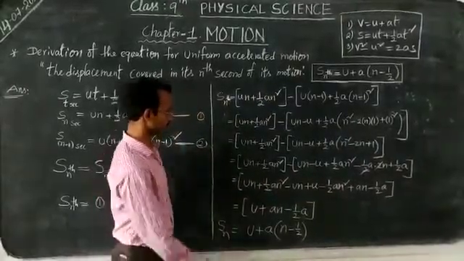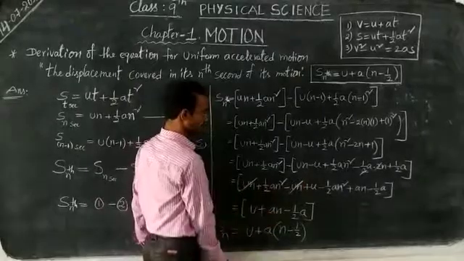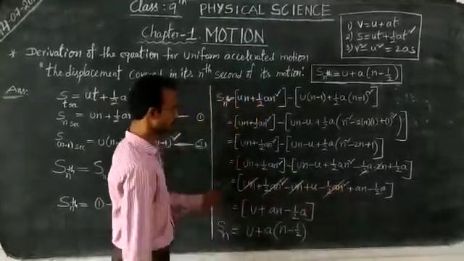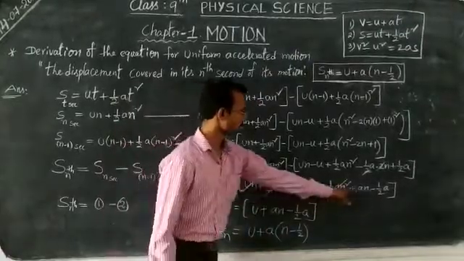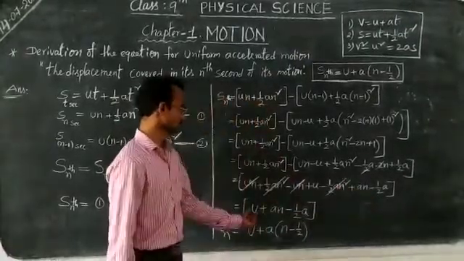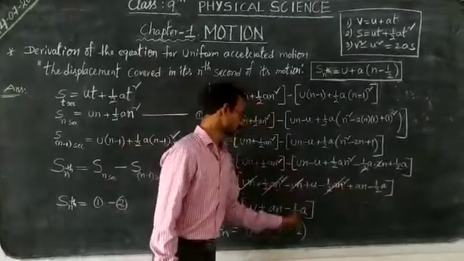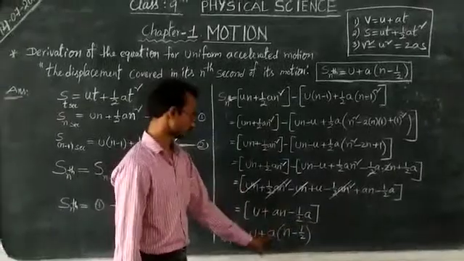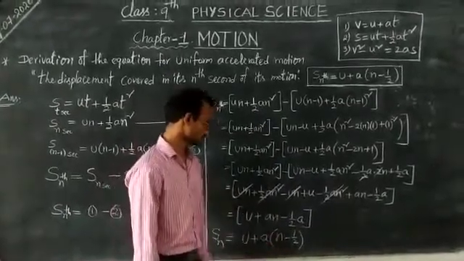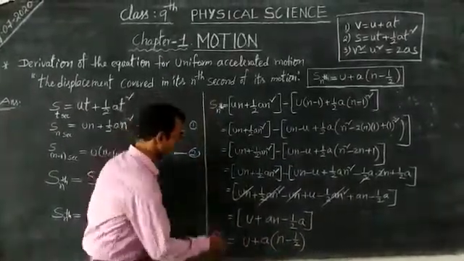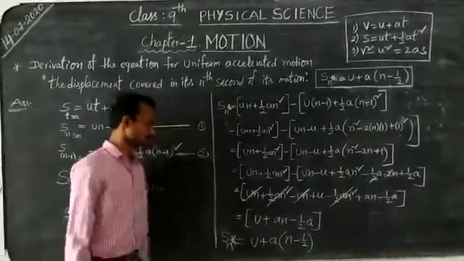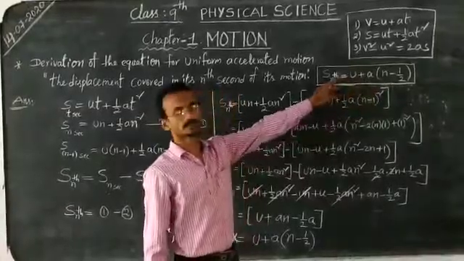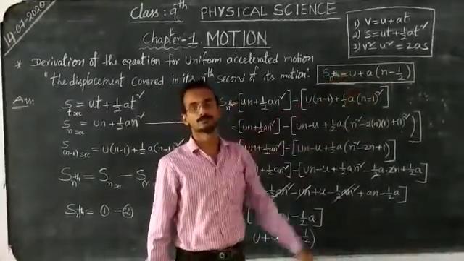So I can cancel plus un and minus un, and plus half an square and minus half an square. What are the remaining terms? Here u, and here an minus half a. So u plus an minus half a. Here a is common, so by taking a as common, u plus a of (n minus 1 by 2) is the formula for the displacement covered by an object in the nth second. u plus a of (n minus 1 by 2) is also another equation for the motion of an object which is uniformly accelerated.